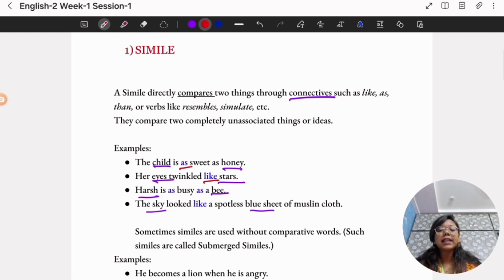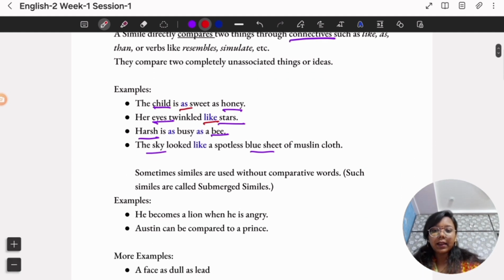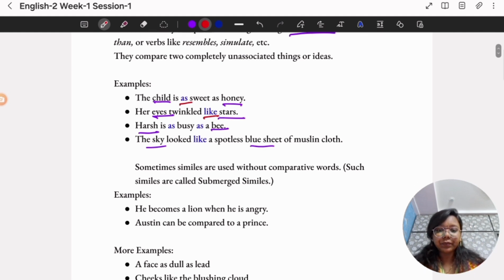The child is as sweet as honey. So, as I said before, you should not take the literal sense. Here, it does not mean the child is honey. We are just comparing them. And sometimes similes are used without comparative words. So, we might think every sentence containing a simile has connectives. If you think so, it's not the case.